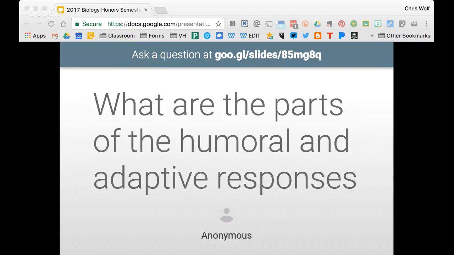What are the parts of the humoral and adaptive responses? Well, the adaptive responses include the humoral and the cell-mediated responses. The humoral response is the response of B cells producing antibodies that are specific to the pathogen. The cell-mediated response is the production of cytotoxic T cells that go around and destroy infected body cells. Both of them will act at the same time. Both of them do produce memory cells to provide a stronger attack if you are exposed to that same pathogen a second time.